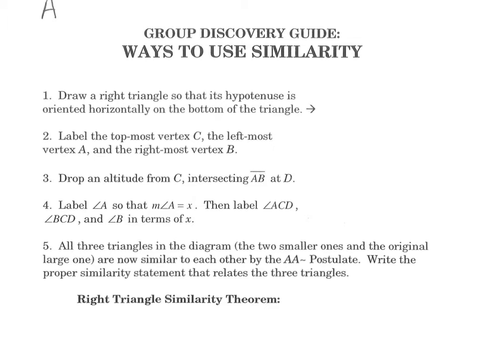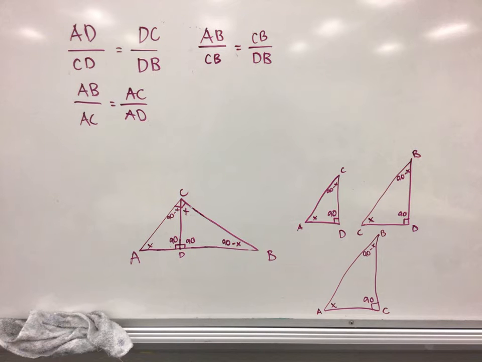I wanted to do a quick recap of the discovery of the right triangle similarity theorem that we were working on in class, just in case you're a little bit confused. I know there's a little bit of struggle. So we're going to take a look at some student work and see what the conclusion should have been. So basically we started with a picture like this.